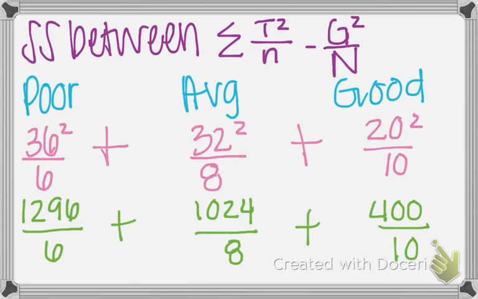I have SS between, the sum of T squared over n minus the grand total squared over the big N. Poor is 36 squared over 6, so that's the number of individuals in that group, plus the average total, 32 squared over 8 individuals, plus good, 22 squared over 10 individuals. And you see that these are my calculations at the bottom. For the sake of time, I'm just going to move on.